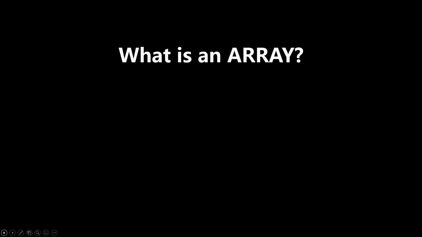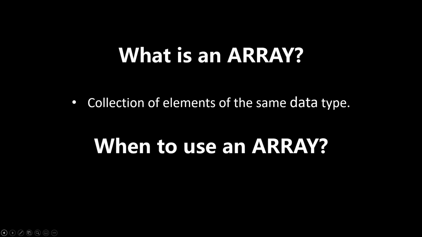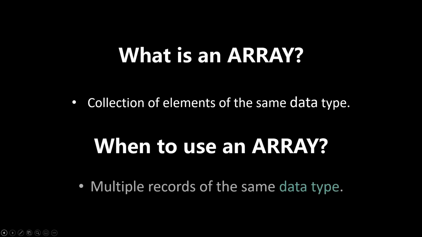So what is an array? Really, I think the best definition to go with is that it's simply a collection of elements of the same data type. When would I want to use an array? I think the best answer to that is if you want to save multiple records of the same data type. If you use the analogy of, say, row housing or town housing, you can see that's an array.